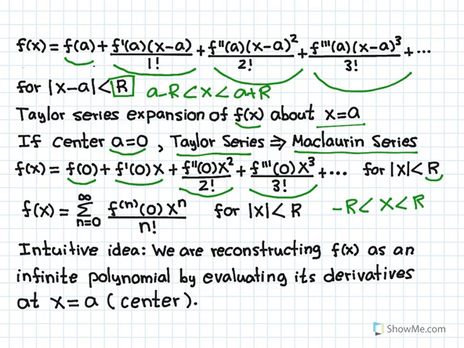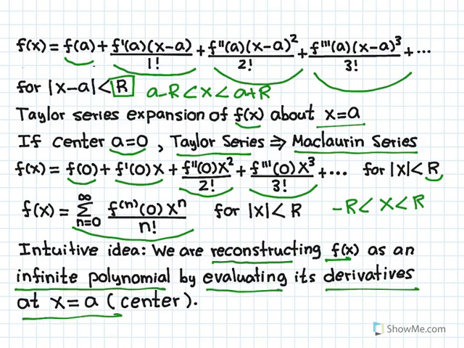So then we have a compact formula for the Maclaurin series. f of x is equal to the summation, n equals 0 to infinity, of the nth derivative of the function evaluated at 0 times x to the power of n divided by n factorial. Now the intuitive idea is what's important here. We are reconstructing the function f of x as an infinite polynomial by evaluating its derivatives at x equals a. x equals a is, of course, the center of the Taylor series.